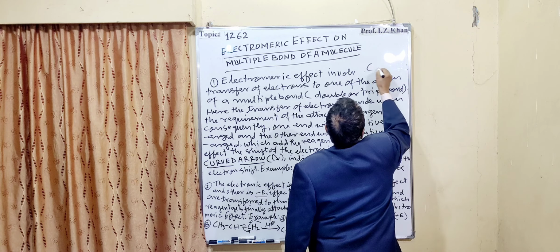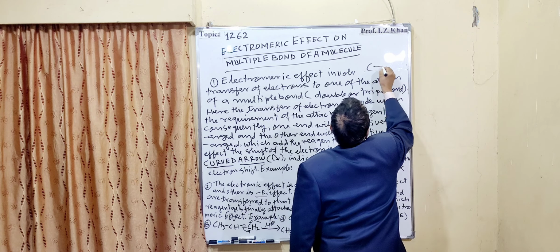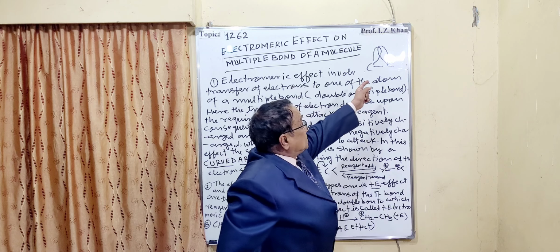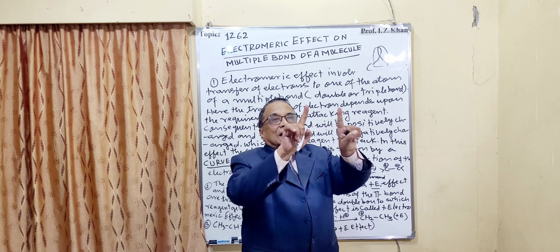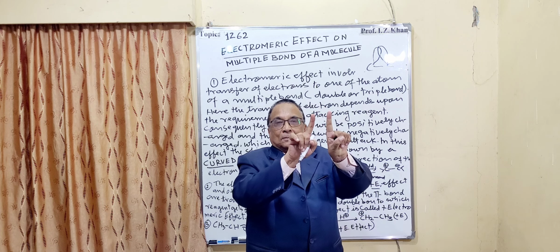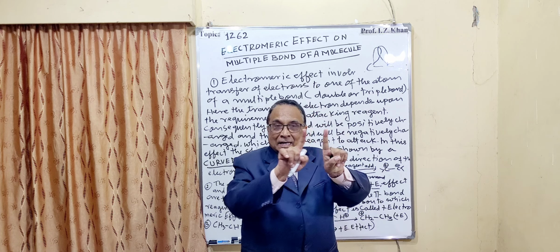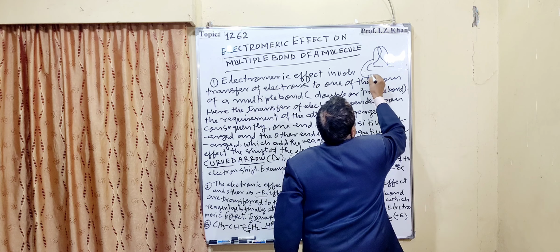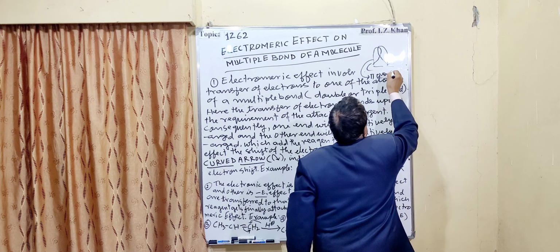For example, if there are two carbons, and these two orbitals are overlapping in a parallel fashion, one beside the other. In this fashion, this overlapping is called pi overlapping of orbitals.